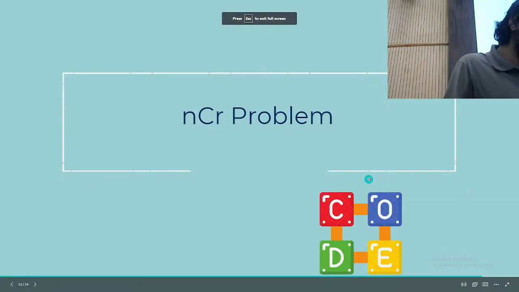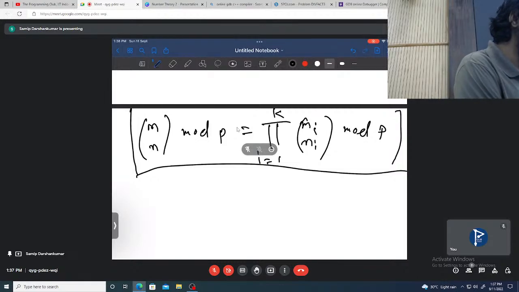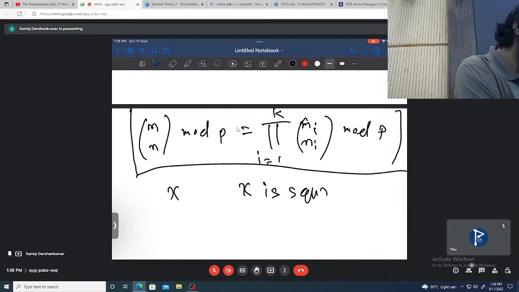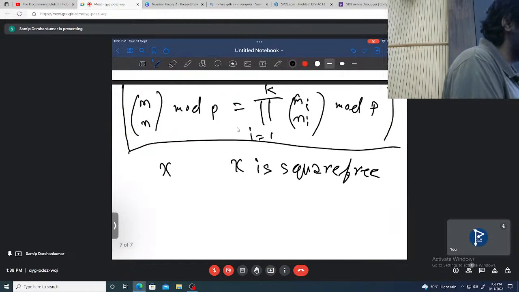What if, by Lucas theorem, you can compute mod p, but what if we don't give p, we give, let's say, x? We have to find mod x where x is a square free number. You know what square free numbers are, or let me tell you the definition. Basically, in the prime factorization of a square free number, every power is 1 only. It is not divisible by the square of any number. So what if x is square free? How would we do this?